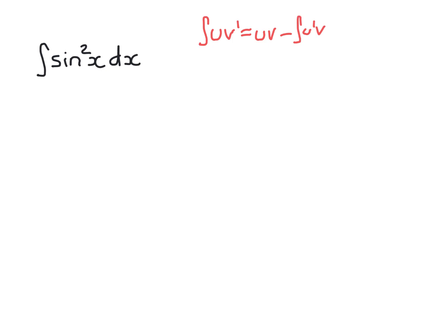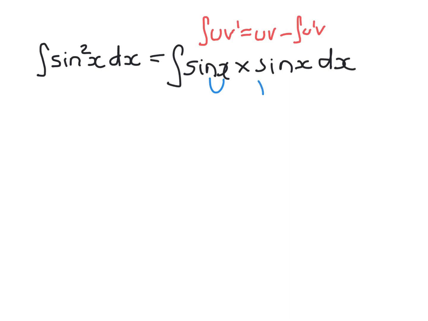So we're going to use integration by parts here to integrate sine squared x dx. So of course, that's the same as the integral of sine x times sine x. That's what sine squared x means. So this one's not easy, but at least it will be easy to choose the u and the v dash. We really only have one choice. So u dash is the derivative of sine x, so cos x, and v will be the integral of sine x, which is minus cos x.